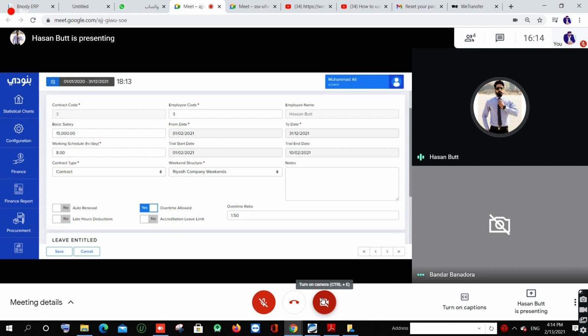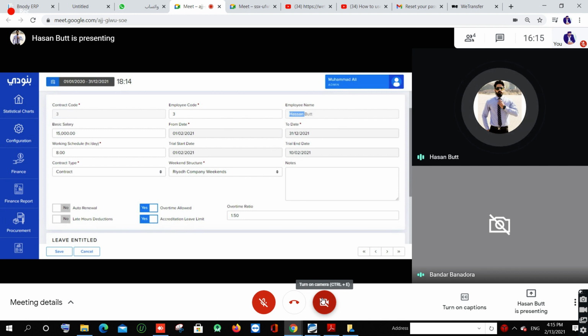Again. Okay. So accreditation leave limit means that if you have given 30 days of leave, it means you have given this employee Hassan that he can have 30 leaves per year. So if it is like this, he cannot take leaves more than his monthly leaves.